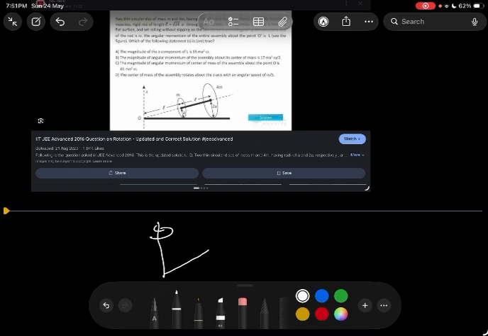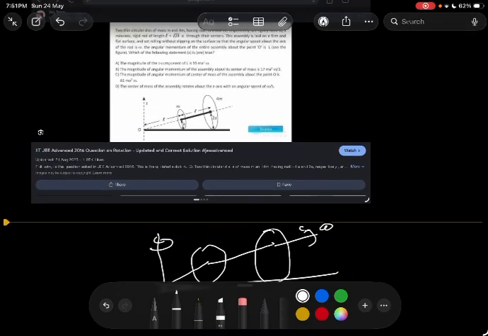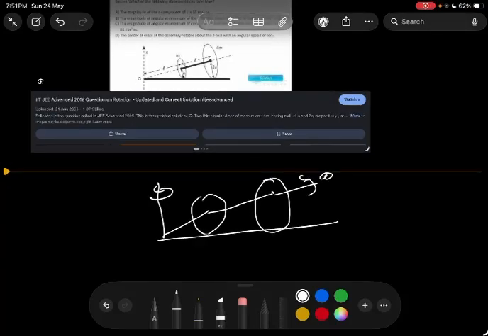I will show you the diagram. Now see, this is rotating with omega, and this is also rotating. Option D says to find the angular velocity of this one. So how are we going to find it?